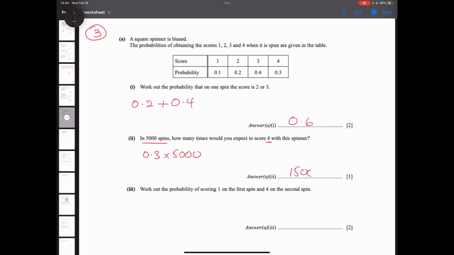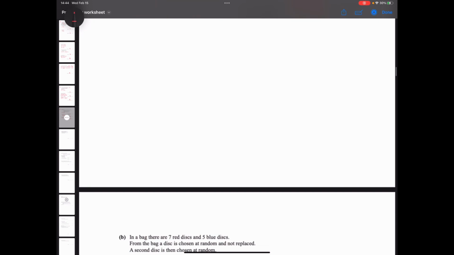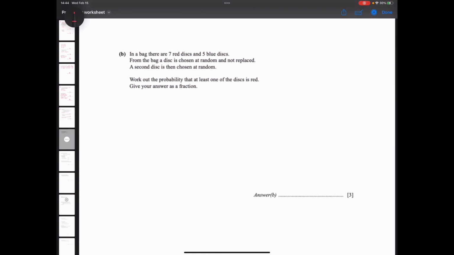That's a 1,500 times. Work out the probability of scoring 1 on the first spin and 4 on the second spin. They gave you order, so 1 on the first, 4 on the second. This is going to give you 0.1 times 0.3, and that is 0.03. That's second part of this question. Says that in a bag there are 7 red, 5 blue. From a bag, a disc is chosen at random and not replaced. A second disc is then chosen at random. Work out the probability that at least one of the discs is red.